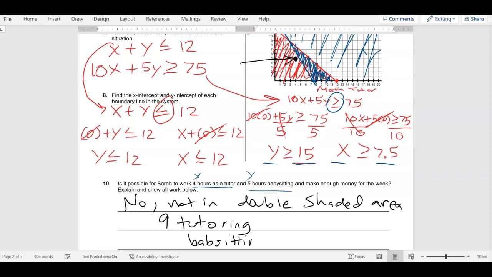How do you spell babysitting? No, babysitting. 3 could work. It might be on the line, which is not wrong. Let's say 2 hours babysitting. Okay, 9 hours tutoring, 2 hours babysitting is for sure like in the double shaded area.